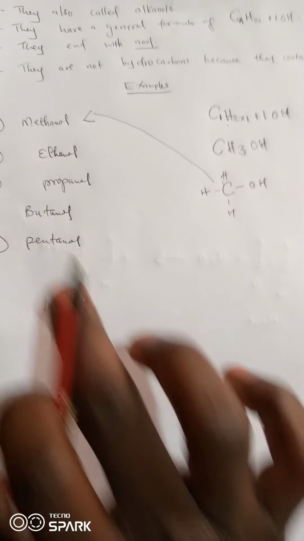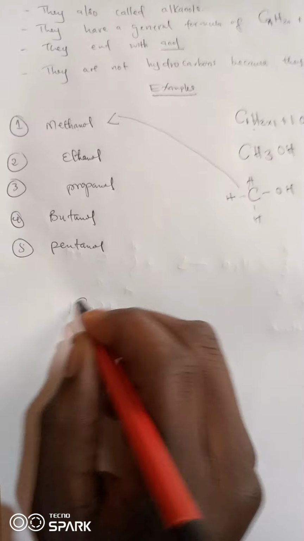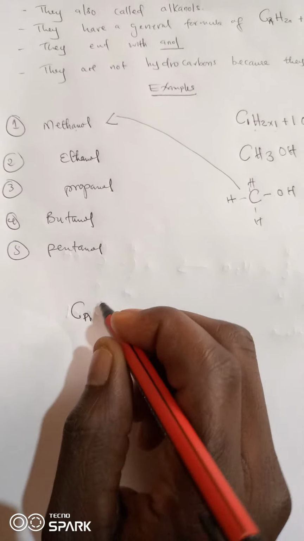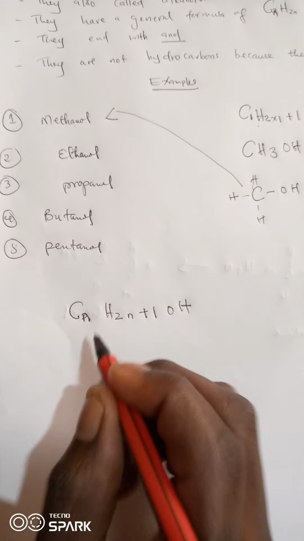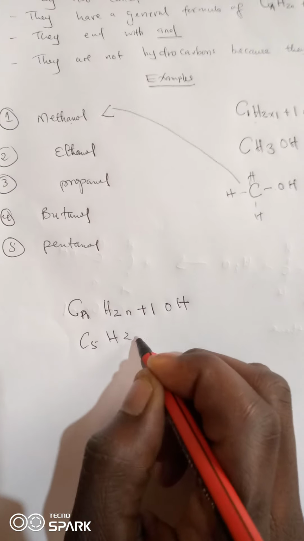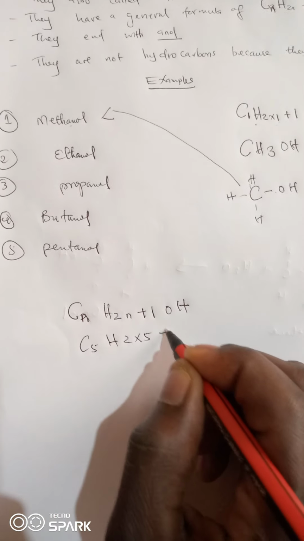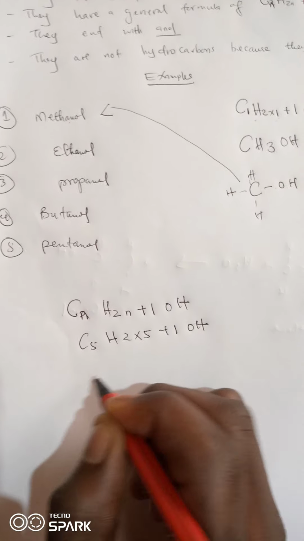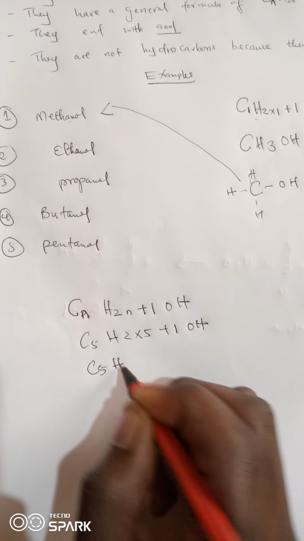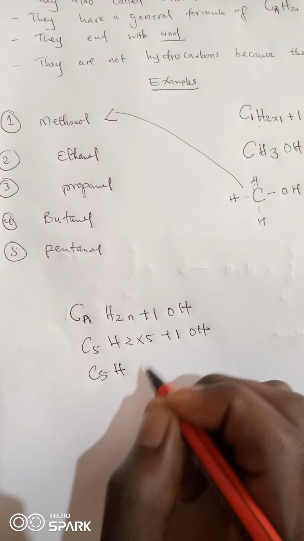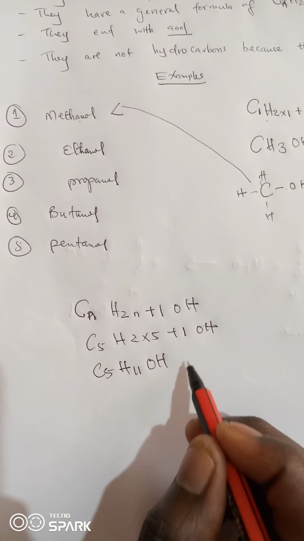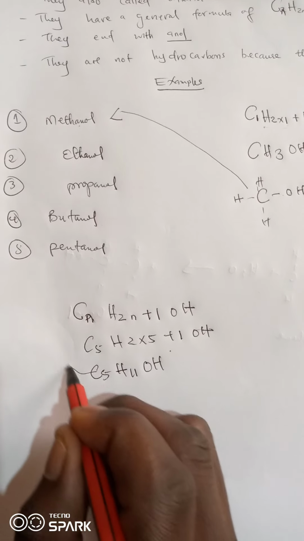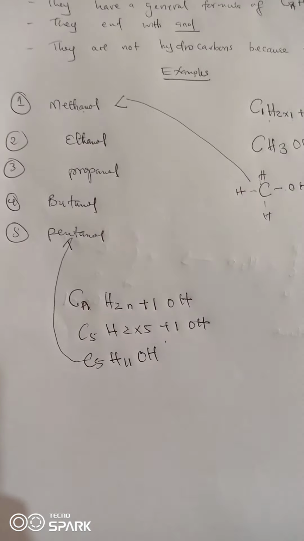So let's try to write pentanol. Pentanol has 5 carbons, so we take 5. CnH2n+1OH. Where there's n, we'll put 5. Then 2 times 5 plus 1, OH. So it gives us C5H, then 2 times 5 is 10 plus 1, you get 11, OH. So this is the molecular formula for pentanol.